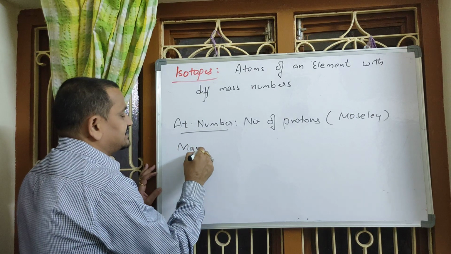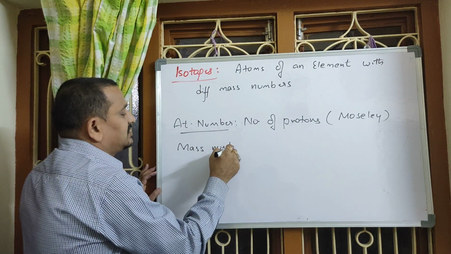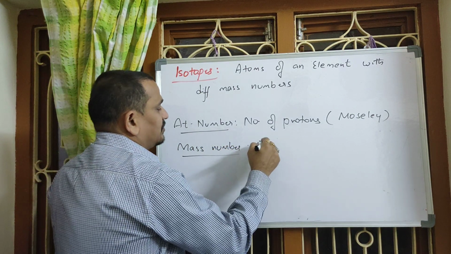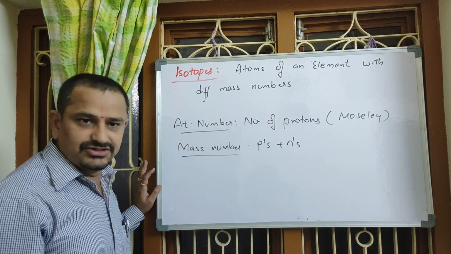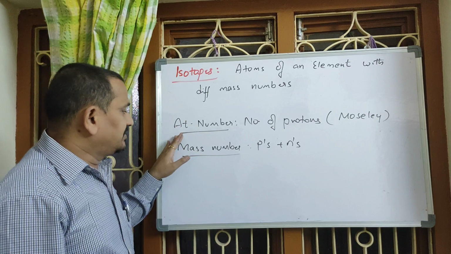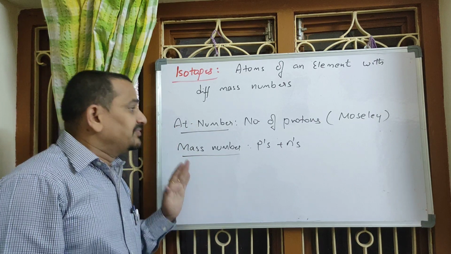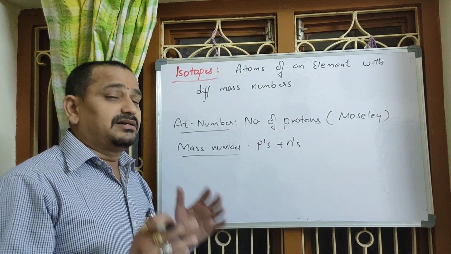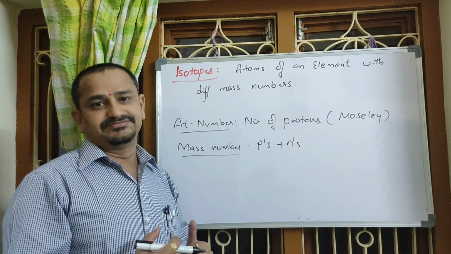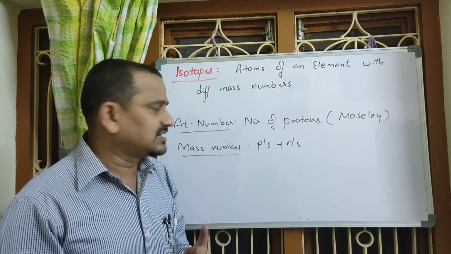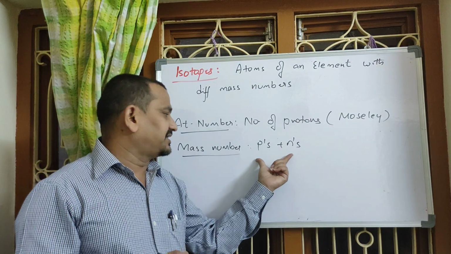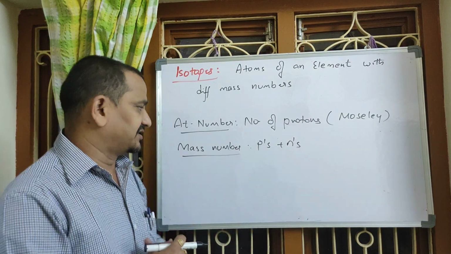Mass number means protons plus neutrons. So, in atomic number as well as in mass number, we are dealing with the particles present in the nucleus. The nucleus has protons and neutrons. Of course, several other subatomic particles are also there, but these are the majority, more important and significant.